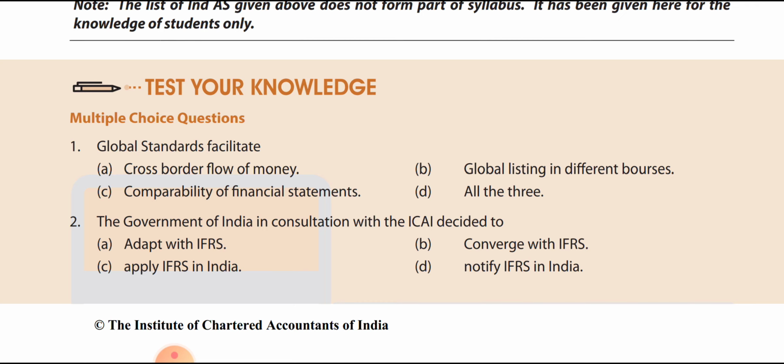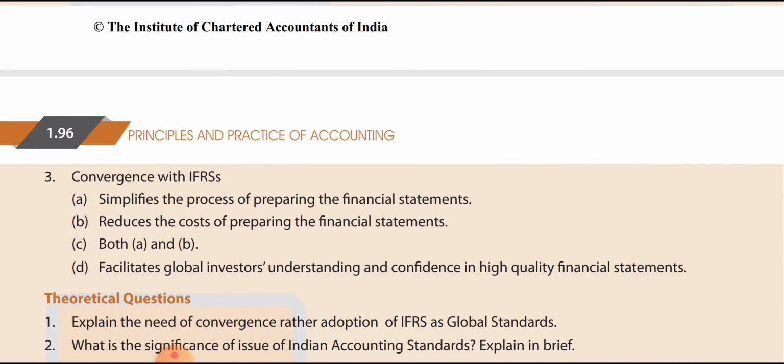Now, Government of India in consultation with ICAI decided to do what? The central government, in consultation with ICAI, decided that we cannot purely adopt IFRS, but we have to converge with IFRS, right? So option B is correct. And the last one: convergence with IFRS simplifies the process of preparing. Is it that your process of preparing financial statements will get simplified? No. Will it reduce your cost of preparing financial statements? No. Then what is the correct answer? If you see D, it facilitates global investors' understanding and confidence in high quality financial statements. If we prepare financial statements as per the global level, it gives confidence that our financial statements are of high quality and they can understand them. So option D is correct.